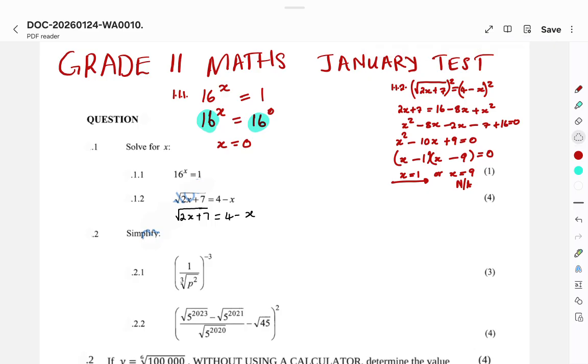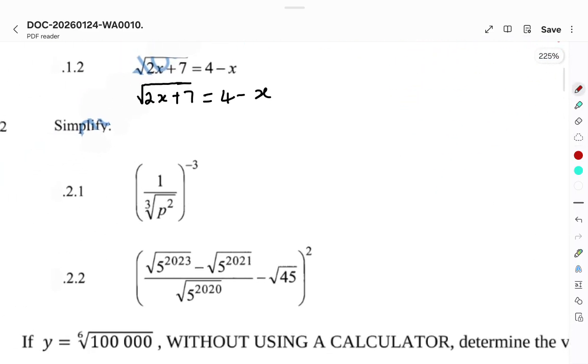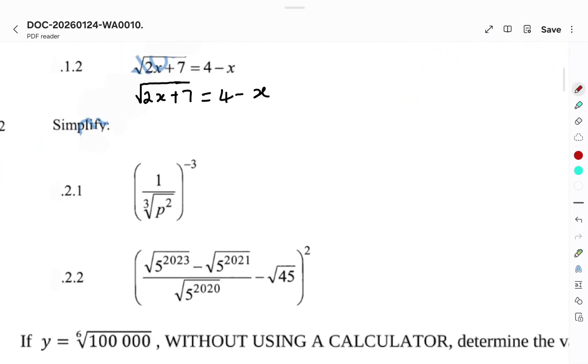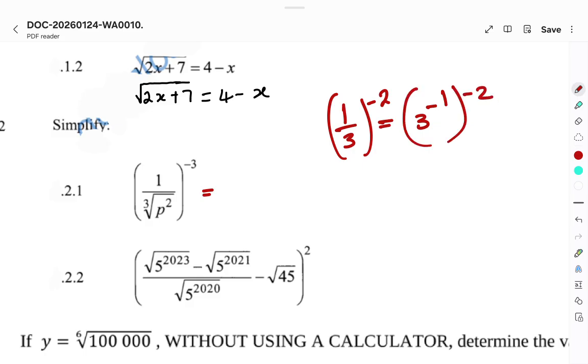Okay, let's go to our question 2. We need to simplify there for our 1.2. So we all know that 1 over 3 is the same as 3 of that one. But if I choose to raise this one to -2 and raise that one to -2, you will see that it will become 3 squared, and that is going to be 9.